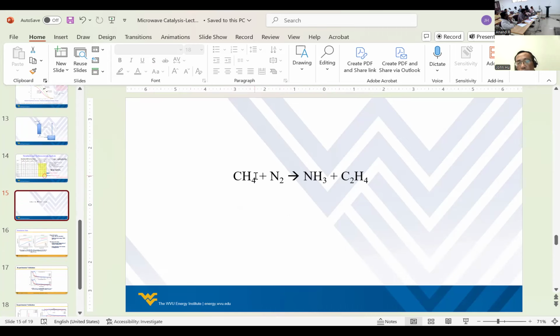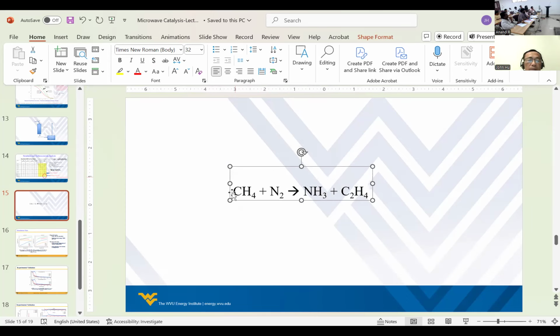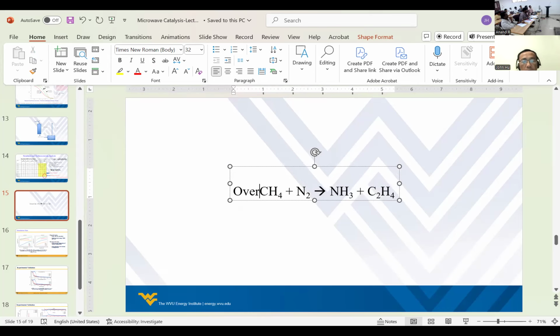Then you have to know that nitrogen will not react with methane directly, even if I write the equation like this. Essentially, the reaction doesn't go this way. So you have to produce hydrogen. This is called the overall reaction. I'm going to show you experimental data. But essentially, you have to have methane.